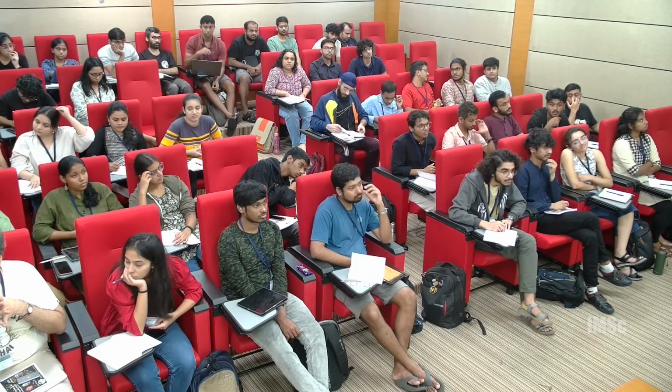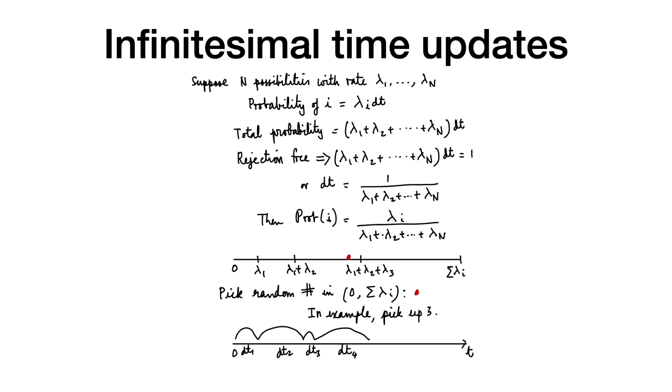Definitely, lambda was... Oh, this lambda is not the eigenvalue. This lambda is the rates. Oh, I am sorry, I didn't say lambda sometimes. This lambda is not the other lambda. These are not eigenvalues. These are just rates: lambda 1, lambda 2, lambda 3.